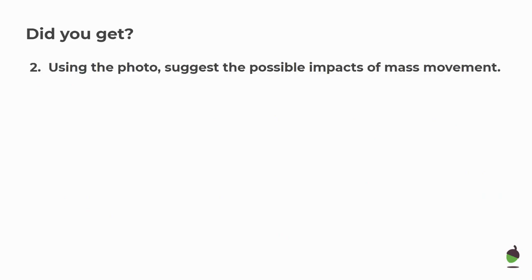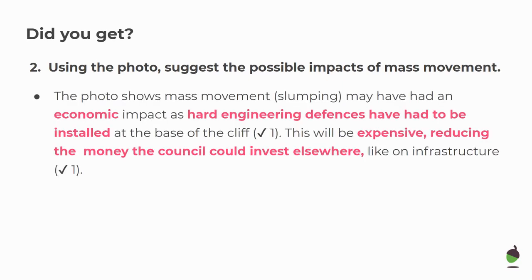For the second question, we were asked to suggest the possible impacts of mass movement. The photo shows mass movement, and in brackets I put slumping, may have had an economic impact as hard engineering defences will have had to be installed at the base of the cliff. 1 mark. This will be expensive, reducing the money the council could invest elsewhere, like on infrastructure. So we've got 1 developed point there, and it was an economic impact.